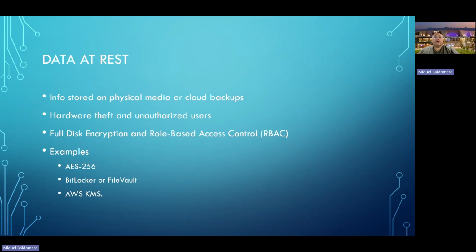So the best thing to do is to have full disk encryption, something like BitLocker, and also role-based access controls, just like with any type of Active Directory, things like that, that don't allow people to log into the machines. File encryption, definitely AES 256, BitLocker, and FileVault if you're using Mac, and again, AWS KMS for cloud.